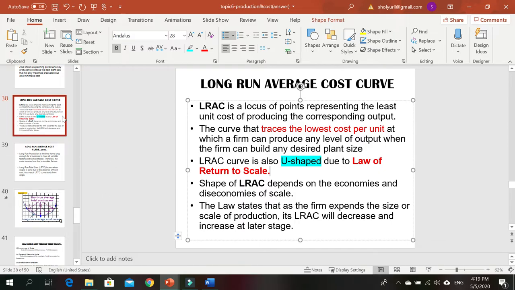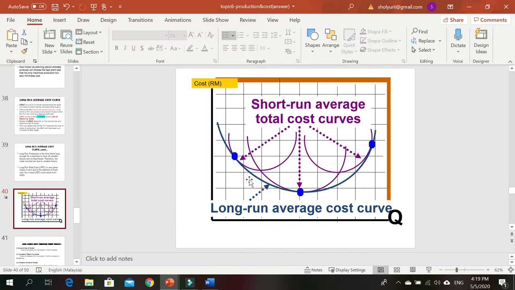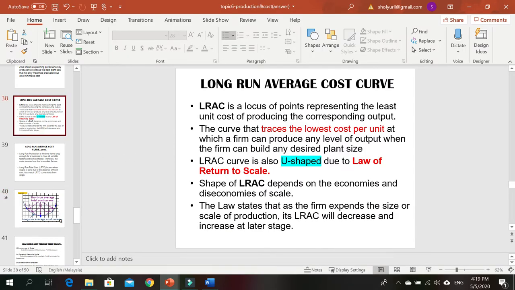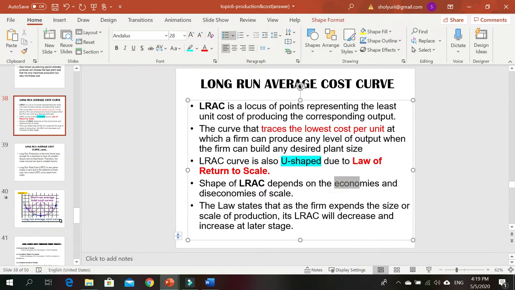Although you know in the short run, the average cost curve is U shape, in the long run, when we combine the minimum point of all the short run curves, it will still be U shape, but a big U. Then it says the shape of LRAC, the long run average cost curve, depends on 2 factors here: economies and another one, diseconomies of scale. So here we will learn about what it means by economies and diseconomies of scale.